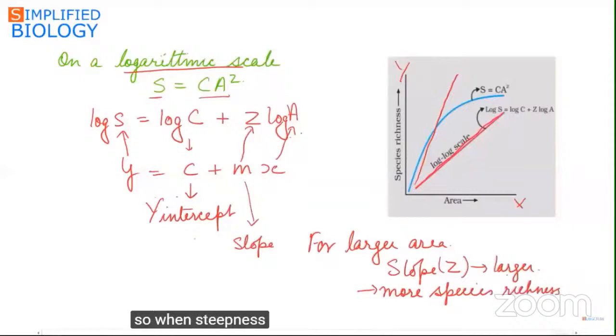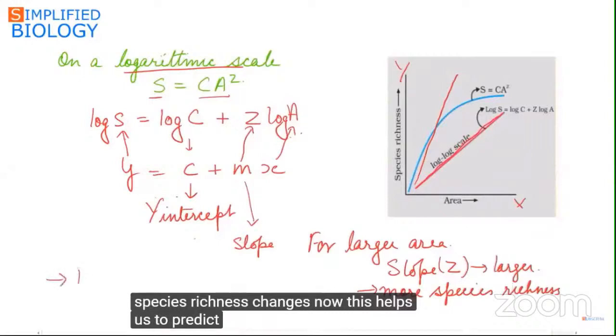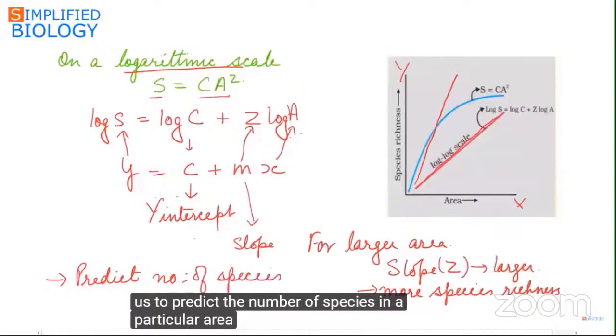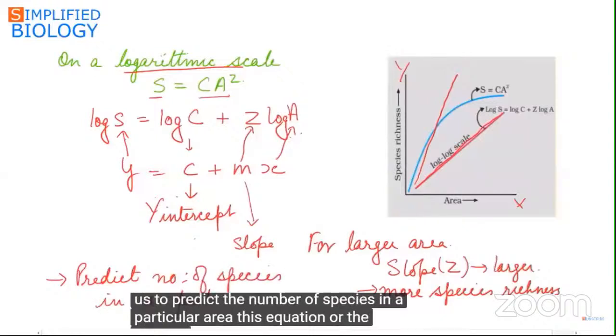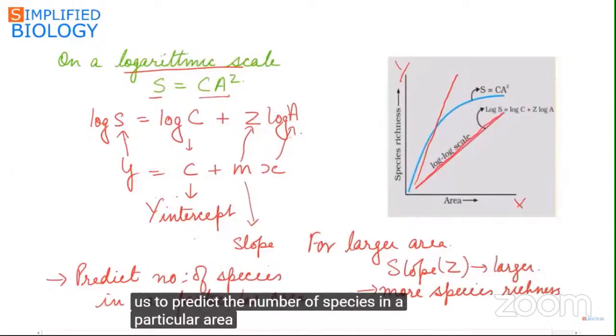So when steepness changes, it means the species richness changes. Now this helps us to predict the number of species in a particular area. This equation, or the species-area relationship, helps us to predict the number of species in a particular area.